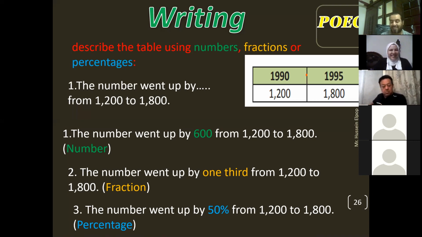But the explanation goes that the number went up by 50% from 1,200 to 1,800 in a percentage. If you're talking about the 1,200 as a percentage, then you have to say that half of the amount went to the new number. Okay, Mr. Hussein, divide 50 divided by 100. It will be what? 1/2.